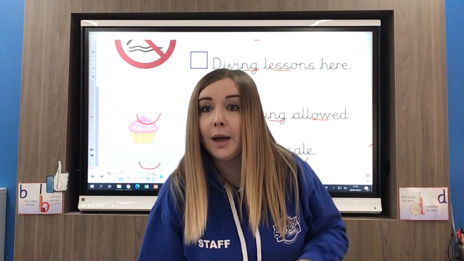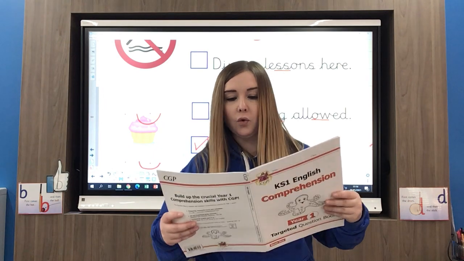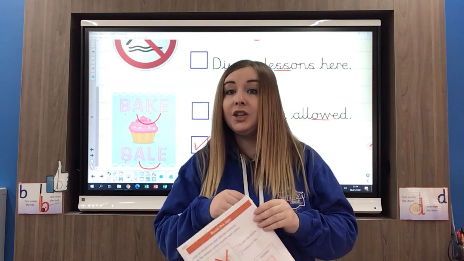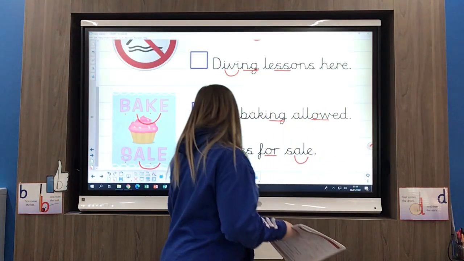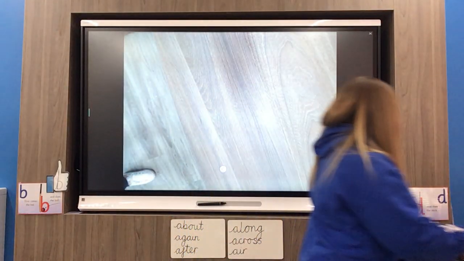Now let's have a little look at your activity for today then, Year 4. You're going to be turning to page 16. Okay, let's put it under the visualiser to have a little look.